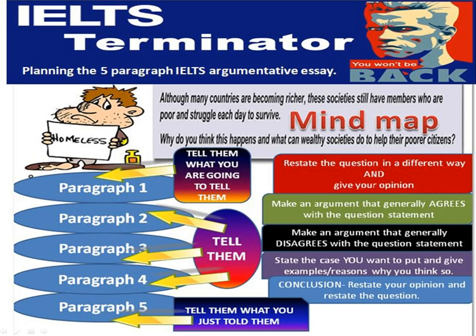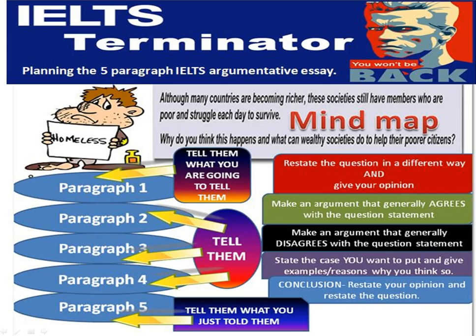In paragraphs 2, 3, and 4, you tell them. Paragraph 2, you make an argument that generally agrees with the question statement. In paragraph 3, you make an argument that generally disagrees with the question statement. Paragraph 4, you state the case that you want to put and give examples or reasons why you think so. This is the paragraph that wins you the prize.